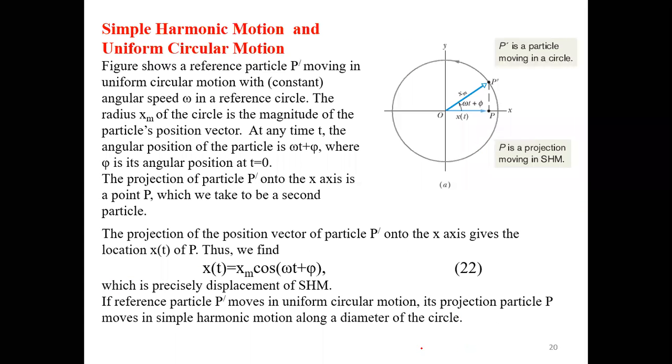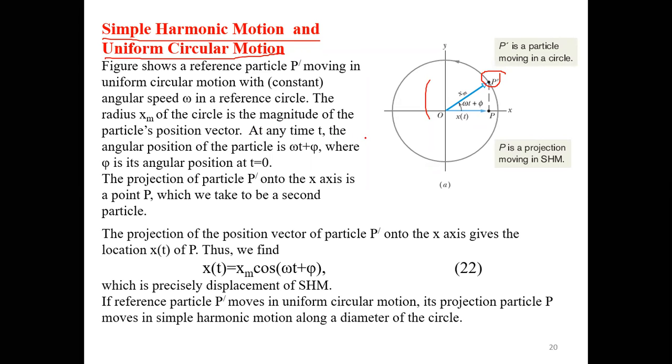Now, the relationship between simple harmonic motion and uniform circular motion. Suppose the figure shows a reference particle P prime. This reference particle P prime is moving in a uniform circle with an angular speed omega. The radius xm of the circle is the magnitude of the particle's position vector.